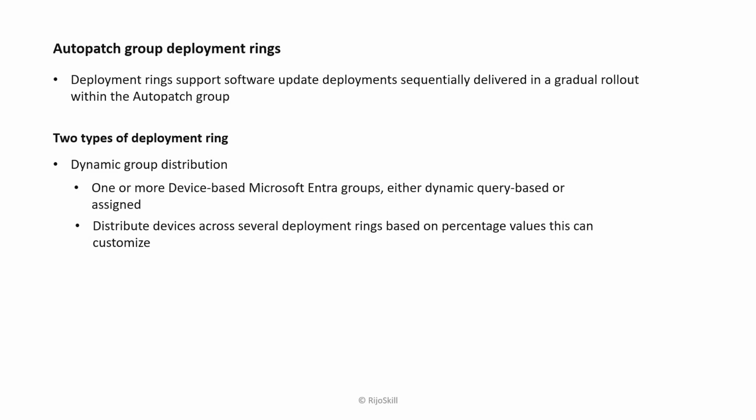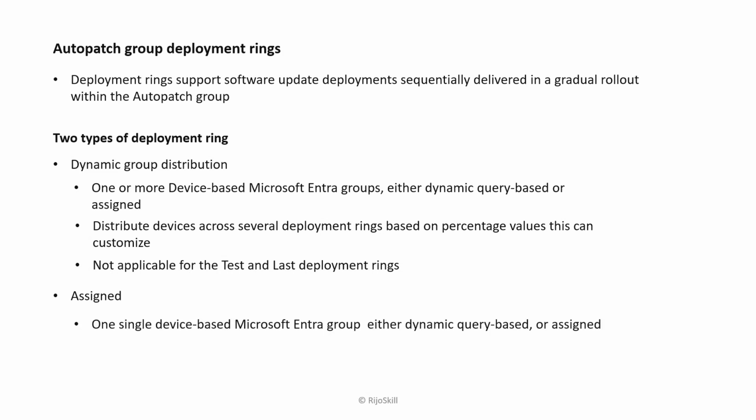This is customizable. To distribute the devices in the different rings, they use percentage-wise calculations. So it is not applicable for the test and last deployment rings. This will not be applied for the test and last deployment rings. And next we will discuss the assigned group distribution.